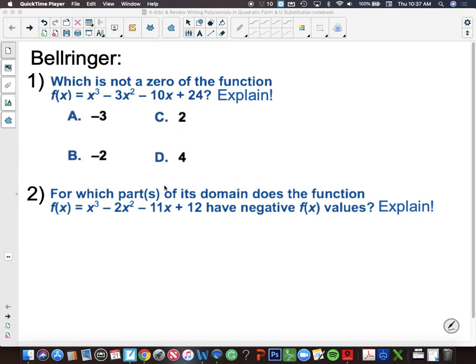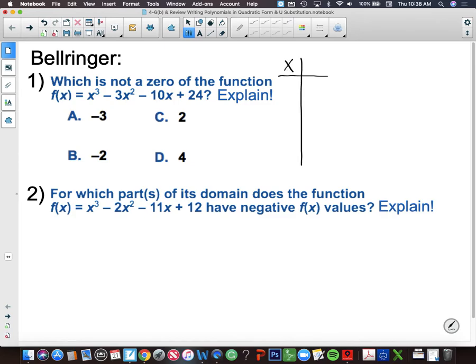Okay, so for number one, which is not a zero of the function, you can spend time doing an XY chart if you wanted to, and just kind of powering through all the numbers, -3 to +3. But there's an easier way to do it, because you got four options to figure out which one is not a zero. So your method of choice should be just plugging these numbers in and see what you get. So remember, the best thing you want to do with negatives is put them in parentheses when you plug them in. And let's do that here.